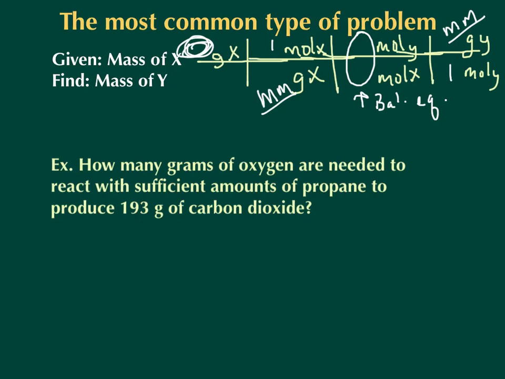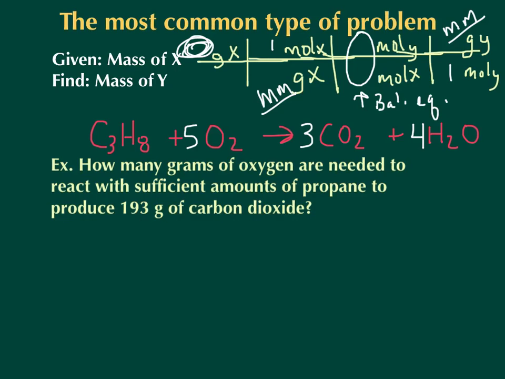How many grams of oxygen are needed to react with sufficient amounts of propane to produce 193 grams of carbon dioxide? I'm going to write out the balanced equation right now. Alright, so here's my skeleton equation. C3H8 is propane, and so in order to balance this, I'm going to put a 3 right here in front of the CO2. I need 8 oxygen, so I'm going to put a 4 right over here, and that makes 10 total oxygens on the product side. That means I need to put a 5 right here on this side.